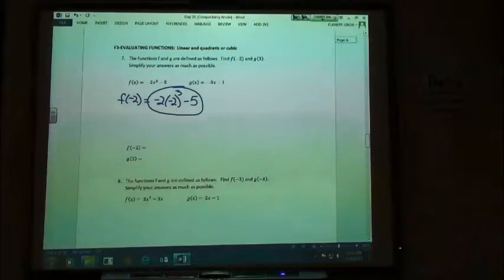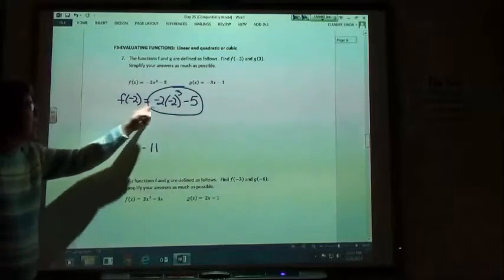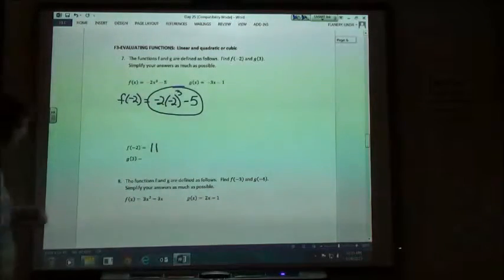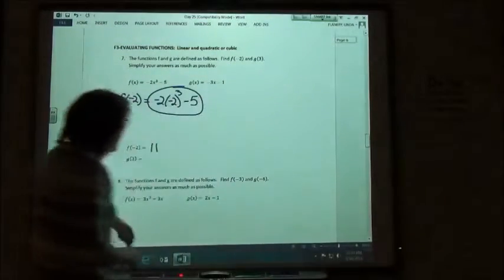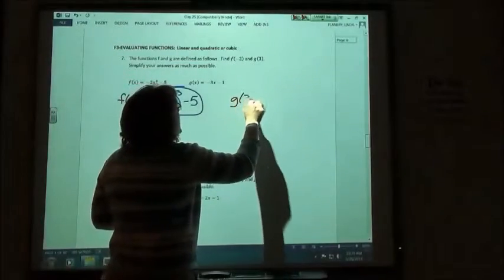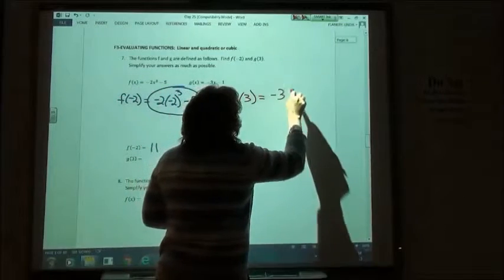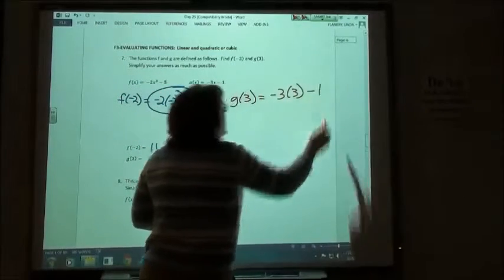11. Okay, so 11 is going to be my answer for the f. Now we're going to do the g. The g tells us to do g of 3. So g of 3 means I'm going to put the 3 in here. Negative 3 times 3 minus 1.